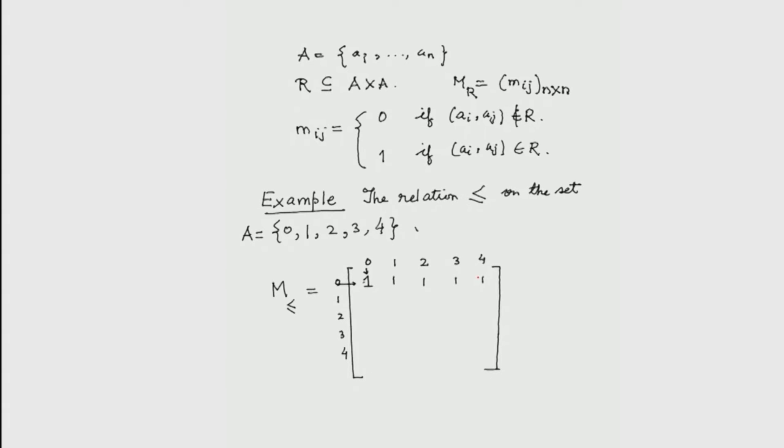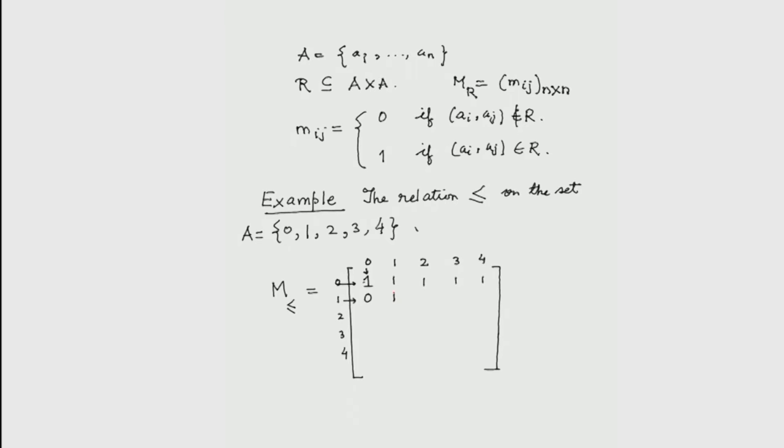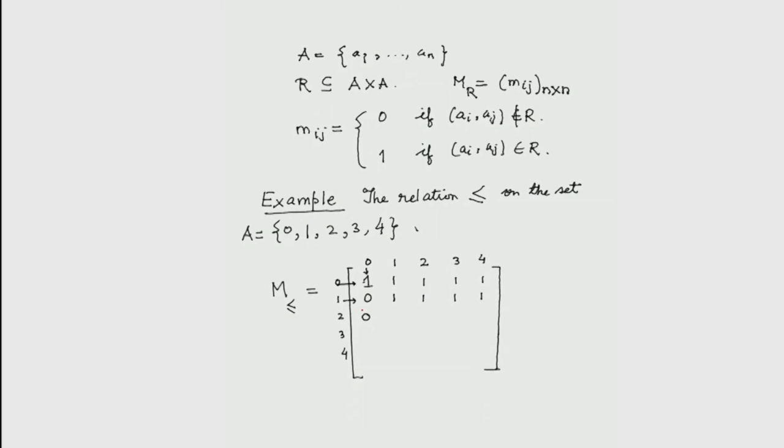Then we move to the second row and we start checking. We ask the question whether 1 is less than or equal to 0, which is not true. Therefore, we write 0 over here, and then we ask whether 1 is less than or equal to 1, and of course, we know that 1 is less than or equal to 1. Therefore, we get 1 over here, 1 is less than or equal to 2. So, we get 1 over here, and similarly this. In the third row, the first column entry is 0, because 2 is not less than or equal to 0. 2 is not less than or equal to 1. So, 0 over here, and then again 1. In a similar way, we can fill in all the entries of the matrix, and we get a matrix as this one, right.